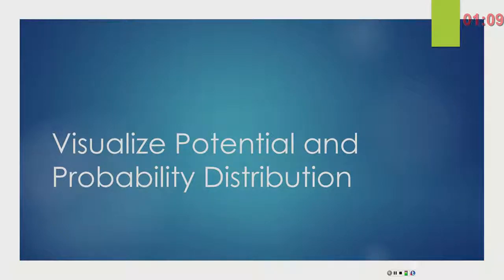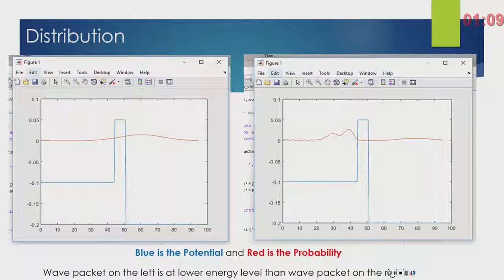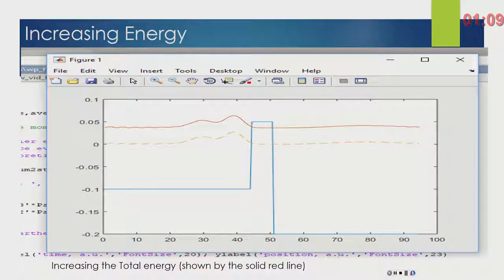So then this is visualizing the potential and probability distribution. On this, the blue is the potential and red is the probability, whereas this is a lower probability than the one on the right here. So then if you increase the energy, this is where the original was. If you increase the energy, the probability is higher, and this is still the potential. So if the red line goes above the blue line, then it doesn't have enough activation energy to get through. Like if you have a chemical reaction, it won't go if there's not enough activation energy.